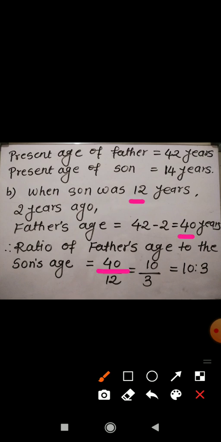40 by 12. Now 40 and 12 both are divisible by the number 4. So if we divide numerator by 4, what we will get? 4 tens are 40. And if we divide the denominator 12 by 4, we get 4 threes are 12. Hence the required ratio is 10:3.